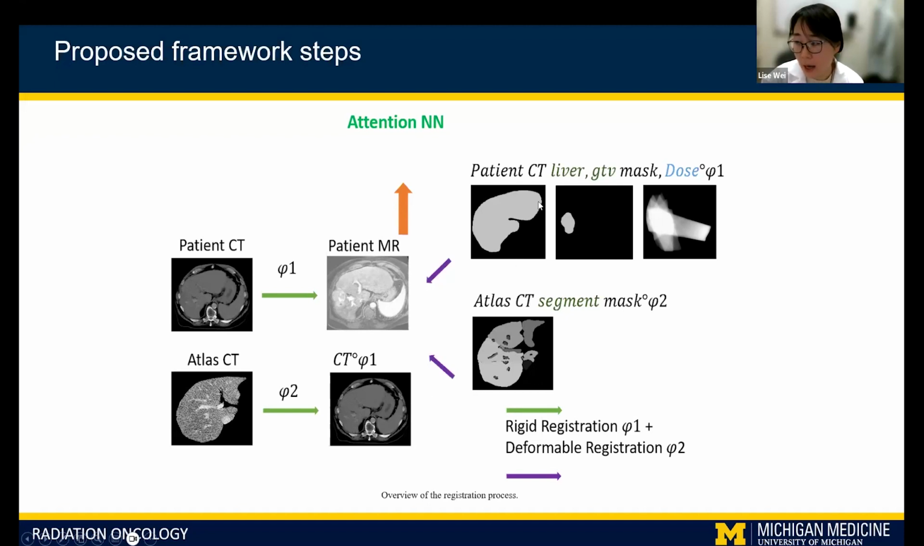So we have the liver and tumor contour and dose distribution. And this is the Atlas segment mask for the Couinaud. And this green means rigid registration, and the purple is deformable registration using deep learning.